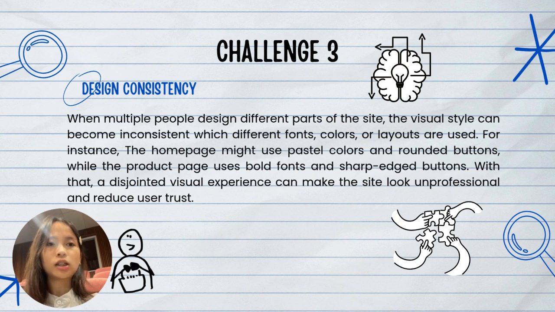The next challenge is design consistency. When multiple people design different parts of the site, the visual style can become inconsistent, with different fonts, colors, or layouts used. For instance, the homepage might use pastel colors and rounded buttons, while the product page uses bold font and sharp edge buttons. With that, a disjointed visual experience can make the site look unprofessional and reduce user trust.